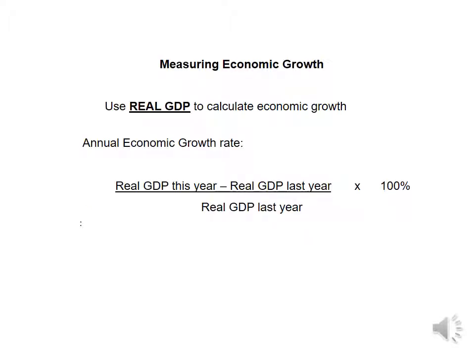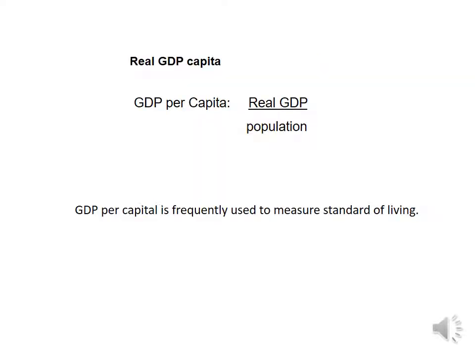Now, usually after you calculate GDP and convert to real, or any steps that they require, the last bit you usually have to calculate is the economic growth rate. We use real GDP to calculate economic growth rate: real GDP this year minus last year, over last year, times 100%. For per capita, we divide by the population. Real GDP per capita is usually used to measure standard of living. We just use the real GDP divided by population size.